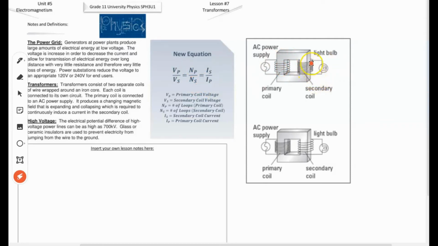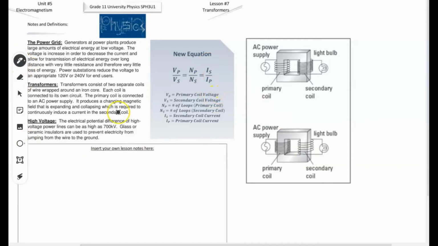So what this means is, if we increase the number of loops in the secondary coil, we increase the voltage. Right? If you double the amount of loops, you double the voltage. So if you start with 120 volts and use a step-up transformer with double the amount of loops in your coil, you'll end up with 240 volts. That's a step-up transformer. You can do the opposite, like this. This would be a step-down transformer, where we have a certain number of loops, and then we reduce the number of loops in the secondary coil. That's a step-down transformer.